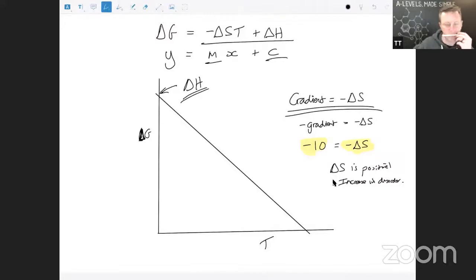Any questions on that? The X is temperature. So that's basically the X axis here and the Y axis. Okay, so any other questions on this, guys, before we move on? Yeah, absolutely. The graph can go the other way for sure, okay? It depends on your delta S, doesn't it?